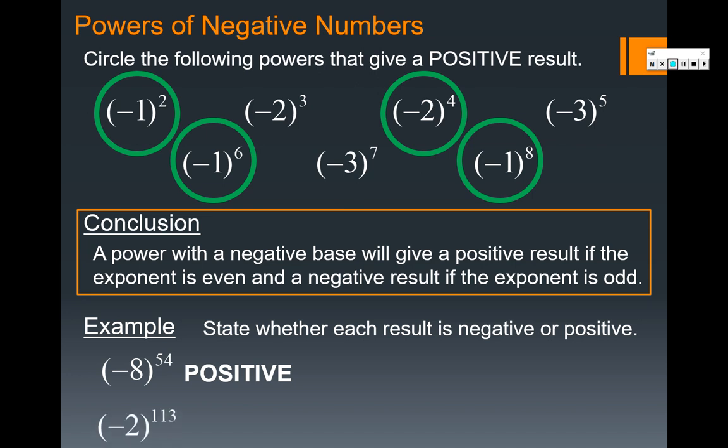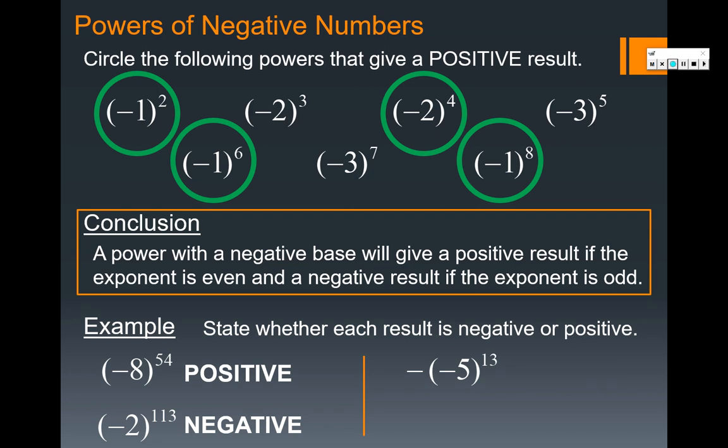Negative 2 to the power of 113. Again, a giant number. That's not what we're asking. Is it positive or is it negative? Negative. How come? The exponent's going to be odd. If I were to write this all out, I don't want to have to write it all out, but if I did, there'd be one extra negative.